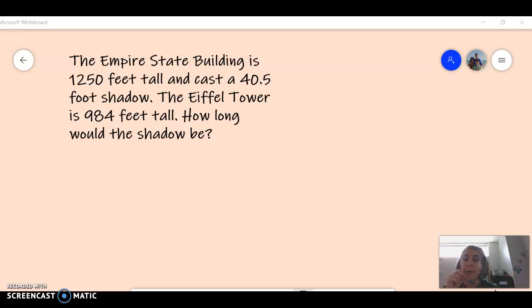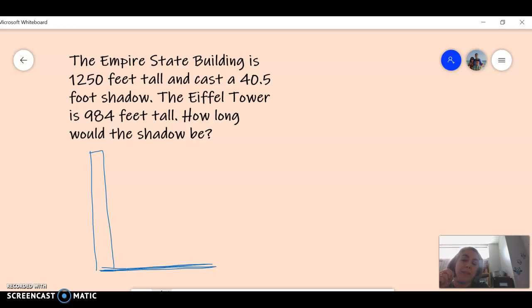So what we want to do in here is draw a picture of what it would look like. This is going to be my Empire State Building, and its shadow is going to go straight out perpendicular. So it's going to look like that. I know that the building is 1,250 feet tall, and I know that the shadow is 40 and 5/10.